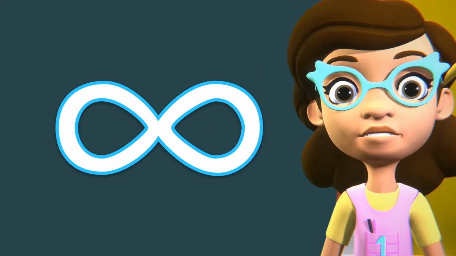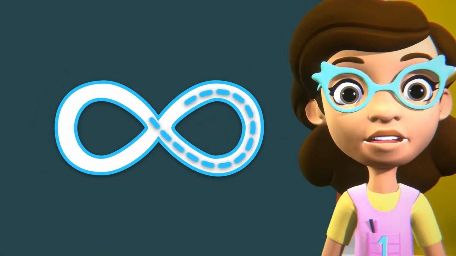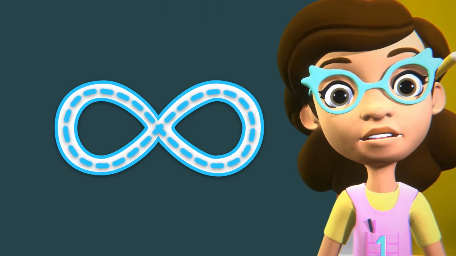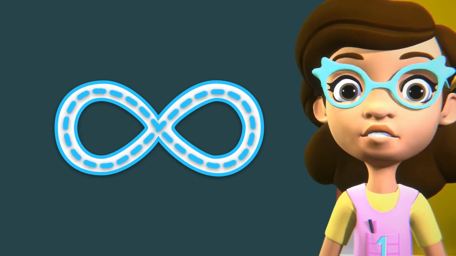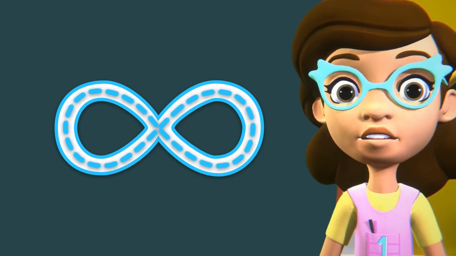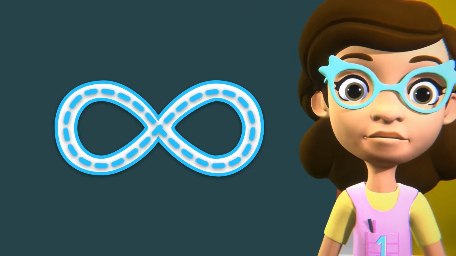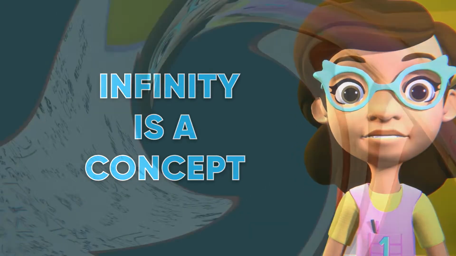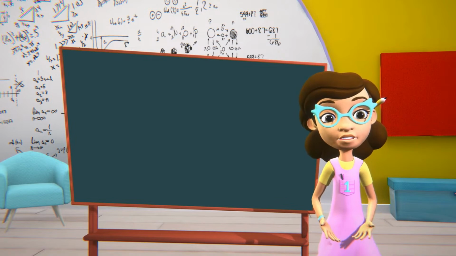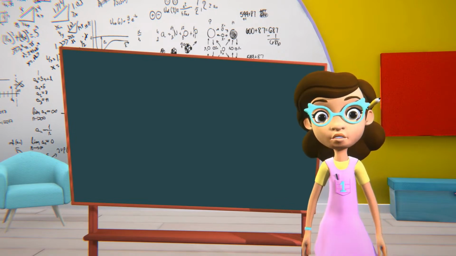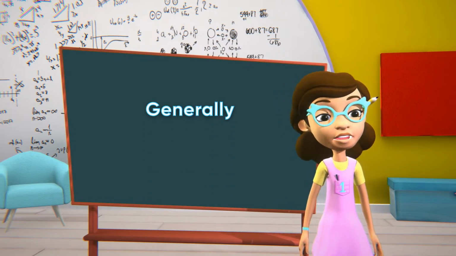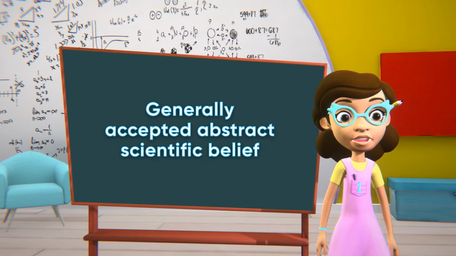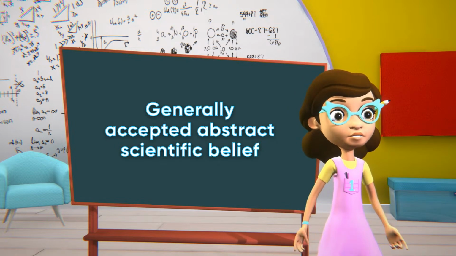Let's take a closer look at the symbol. It isn't just a squiggly line. It's a continuous looping ring. There is no beginning. There is no end. The flow goes on forever. Or infinitely. Remember, infinity is a concept or an idea to think about. No one has ever seen or even counted infinity. We could really call it a generally accepted abstract scientific belief. And that makes it a really fun idea to talk about.